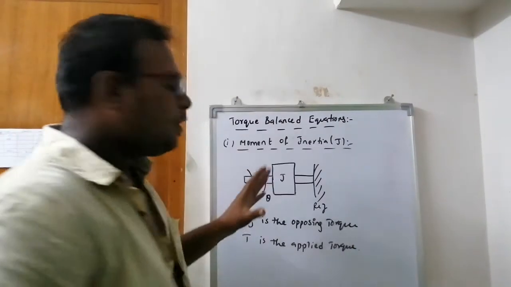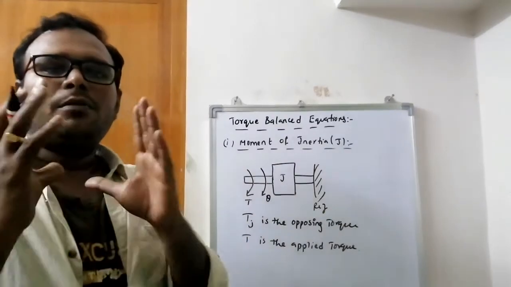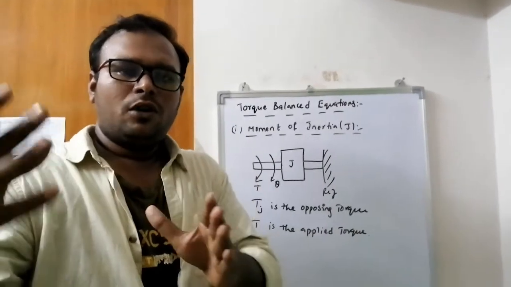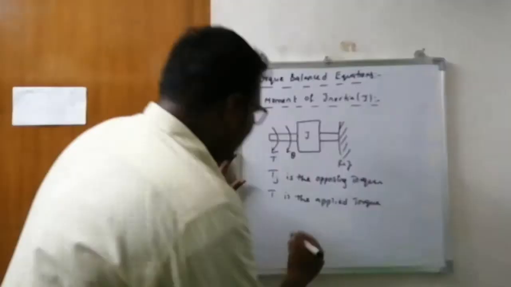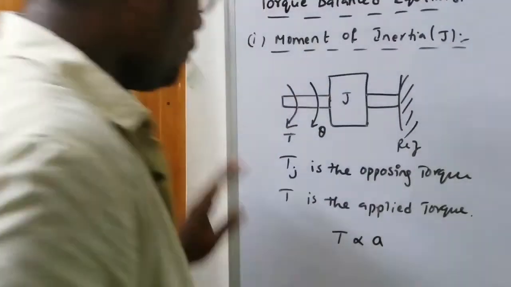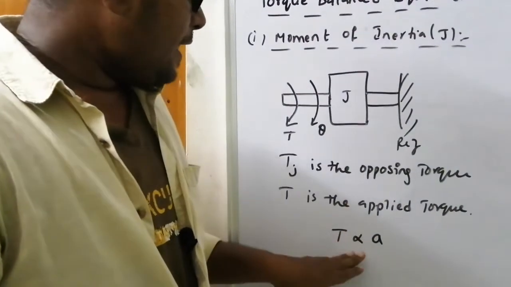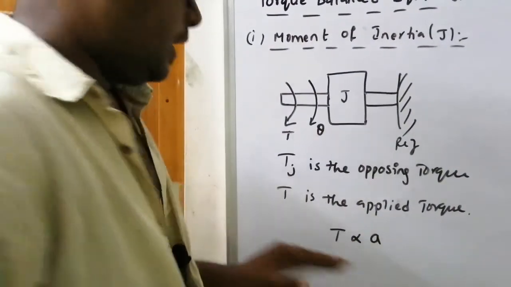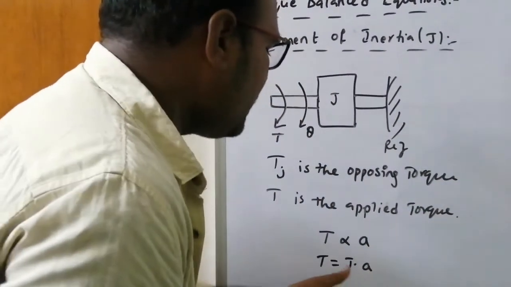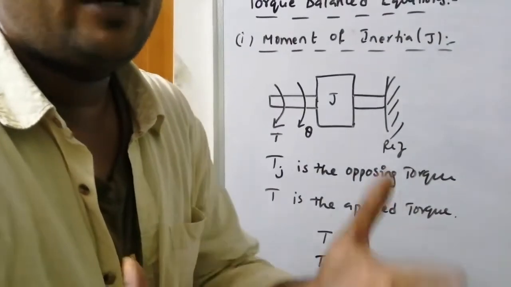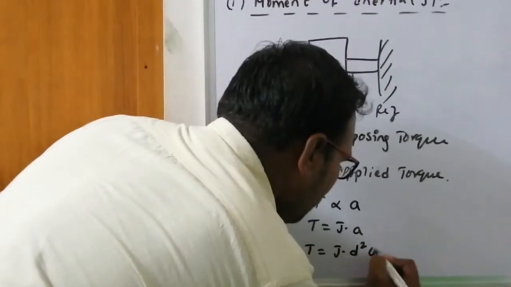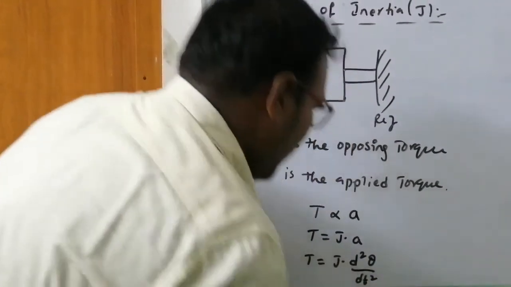The moment of inertia acts on the center of the rotational body. We already know that force is directly proportional to mass into acceleration, so T is directly proportional to acceleration. To remove the proportionality, we add a constant, J, into A. We all know that acceleration is d square theta by dt square. So T is equal to J into d square theta by dt square.